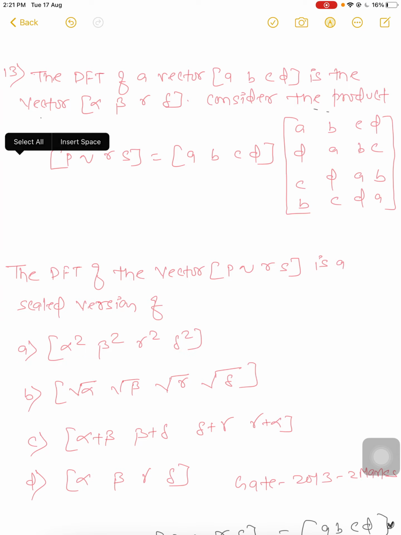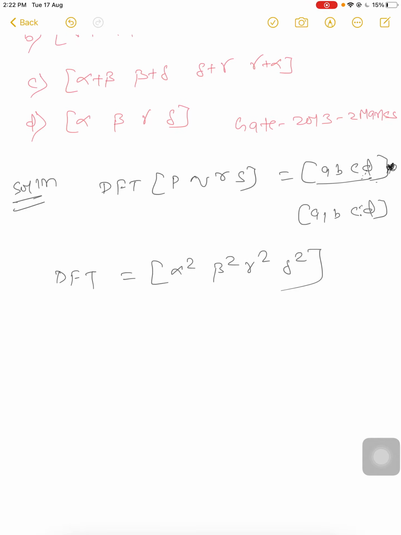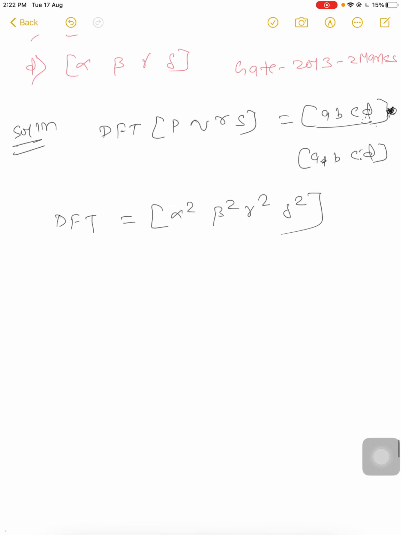Then with ABCD convolved with ABCD, when you take the circular convolution, the DFT of PQRS will be the multiplication of the DFTs of ABCD. What is the convolution? Circular convolution is the multiplication of two DFTs. The DFT of ABCD is alpha beta gamma delta, and the DFT of ABCD is alpha beta gamma delta. Then it will be the square.